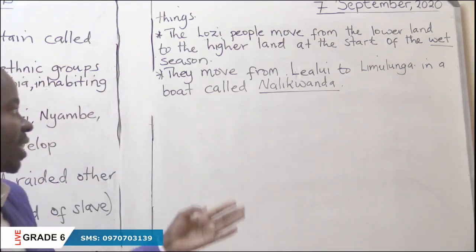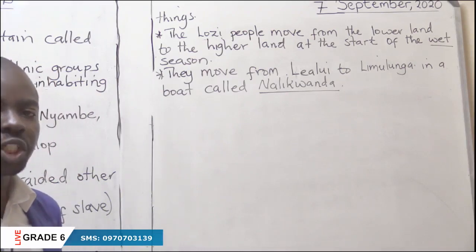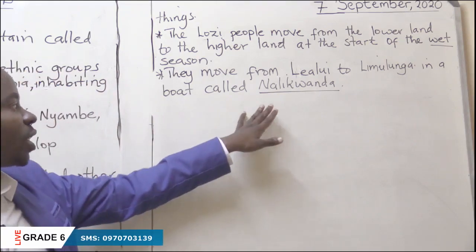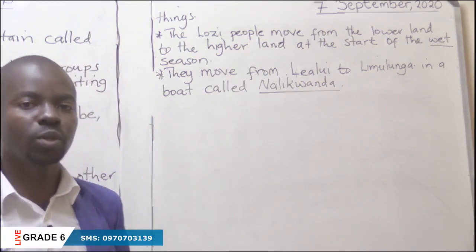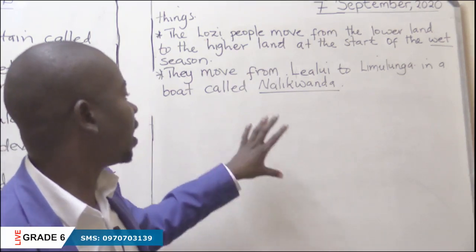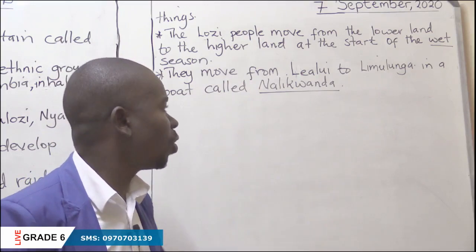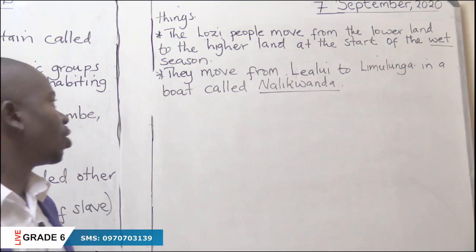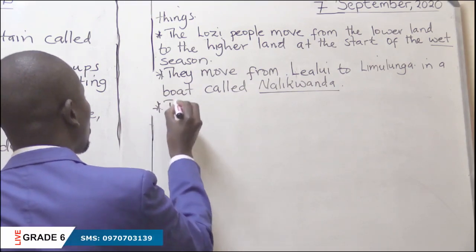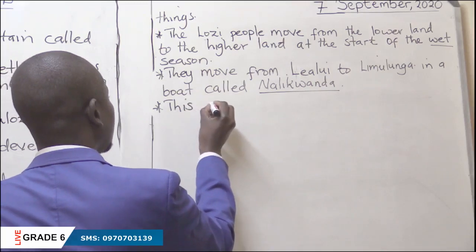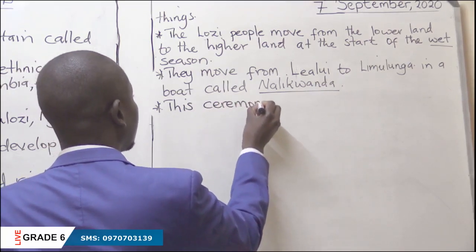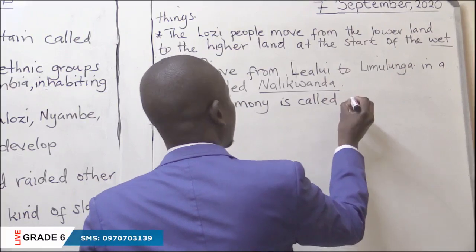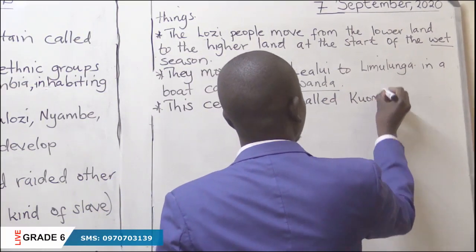Boys and girls, you must understand that the Nalikwanda boat, in case you have watched the Komboka ceremony on TV, has black and white stripes, with an elephant on top. The Litunga uses the Nalikwanda boat to move from the lower land to the higher land, and this ceremony is called Komboka.